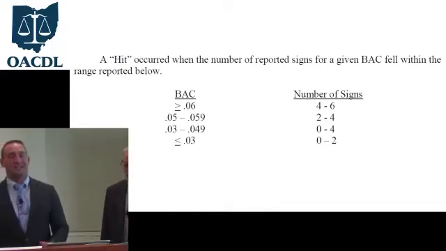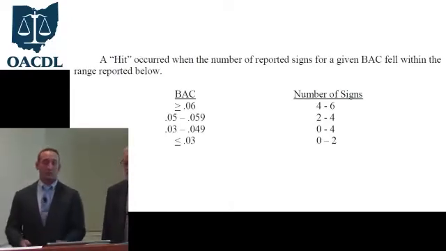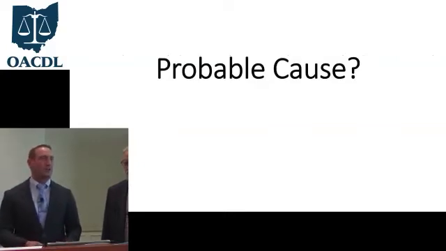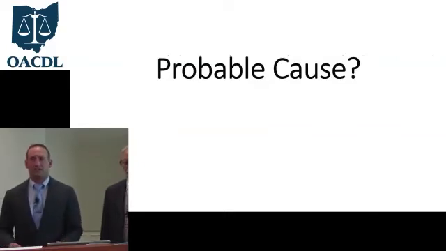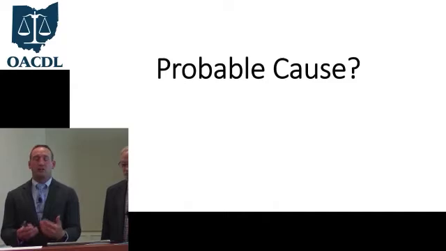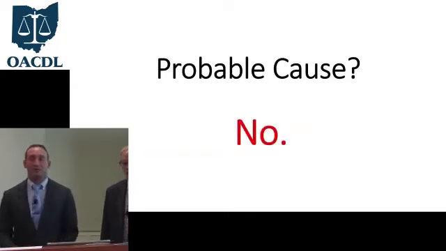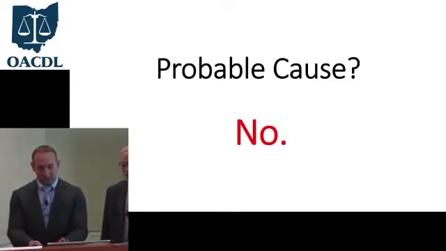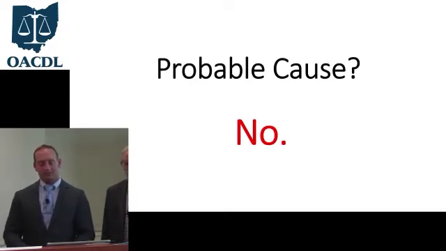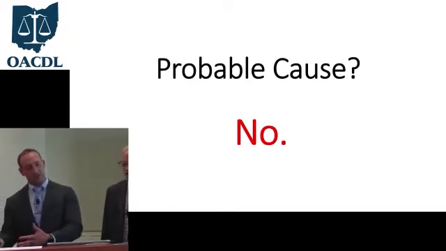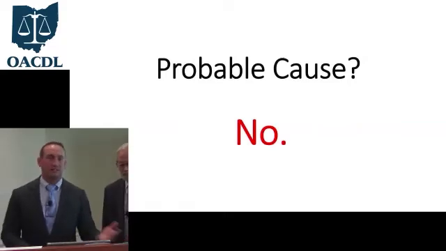So if somebody has 4 or 6 clues on the HGN, is that in any way indicative of probable cause, if it can't show that they're exceeding the legal limit? No, it can't be probable cause if the person is operating a vehicle under the legal limit. So this is something that we would like to use, obviously at trial, but, and I said, this isn't going to be successful.